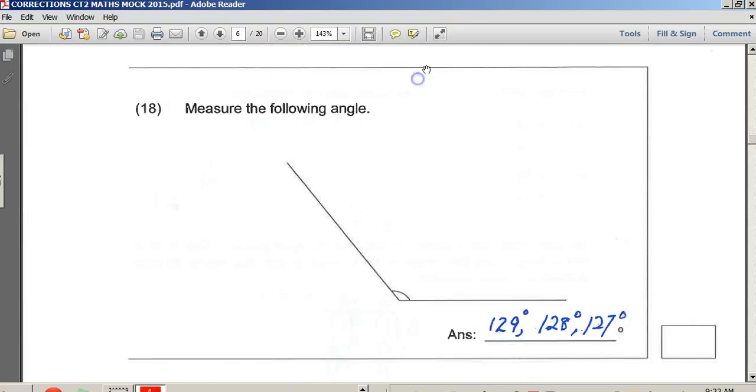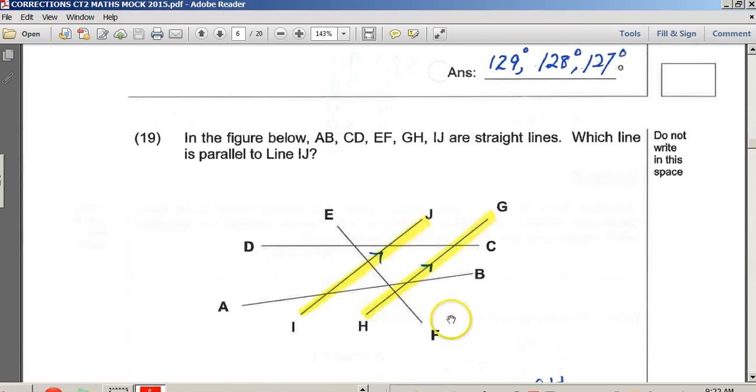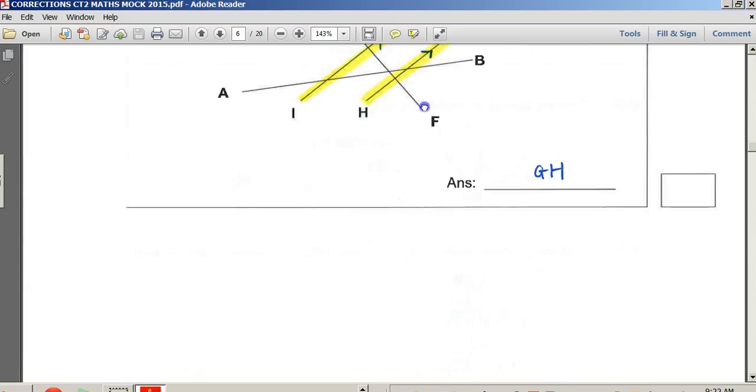Right, let's take a look. This angle is being measured, between all this, and by right the actual measurement is 128 degrees. If you return your answer as 129 or 127, which is 1 degree up or down, it's alright. Right? Now for this, GH is parallel to IJ. GH is parallel to IJ.